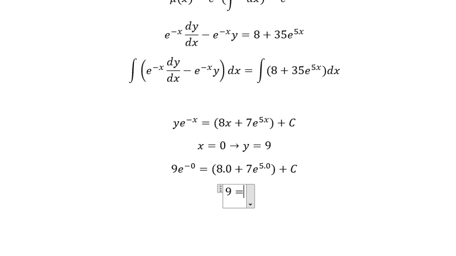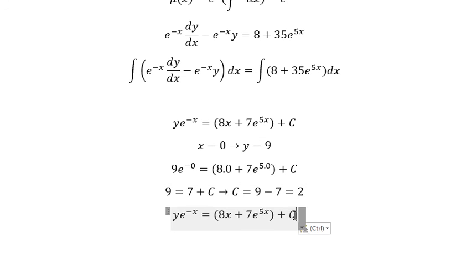9 is equal to 7 plus c. So c should be 9 minus 7. That's equal to 2. And now we go back to this one. We change c into 2.